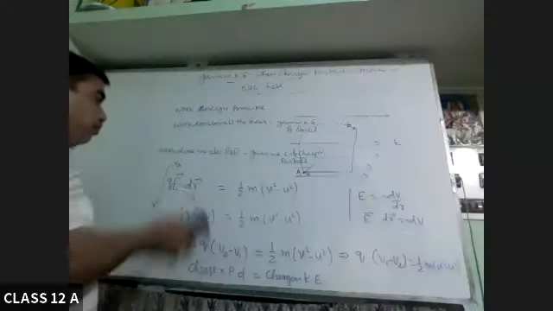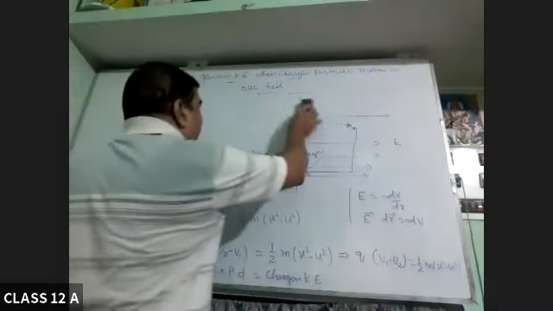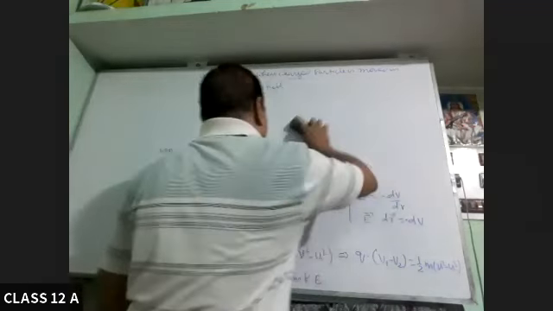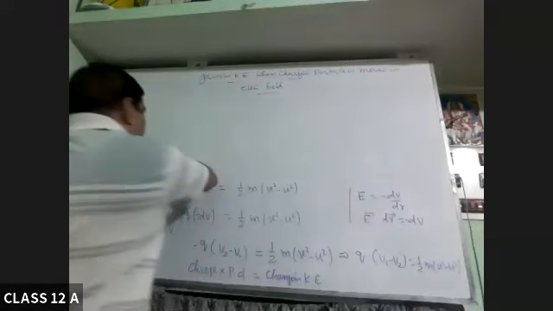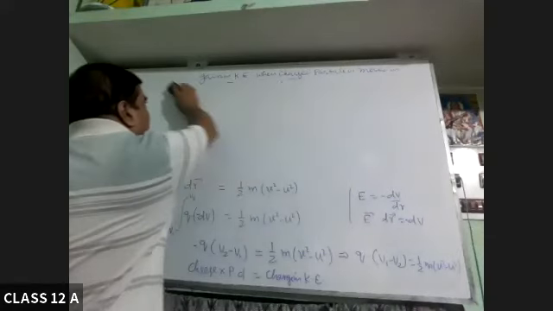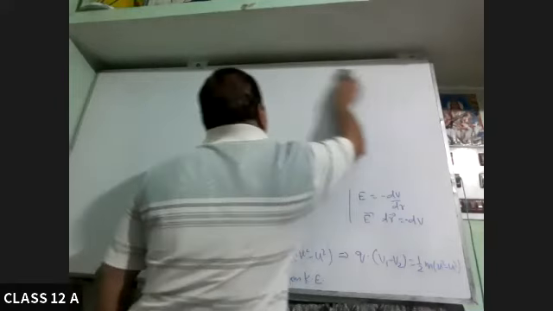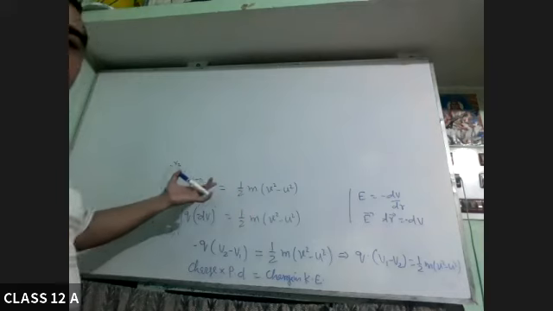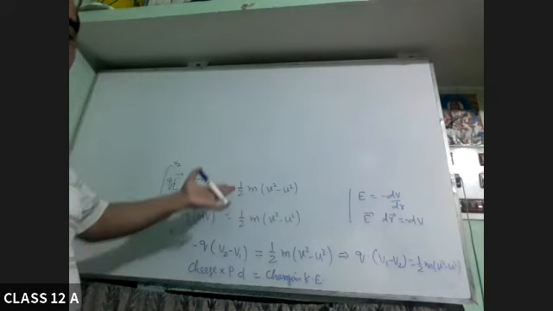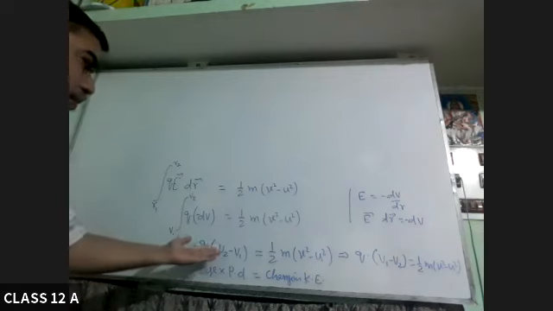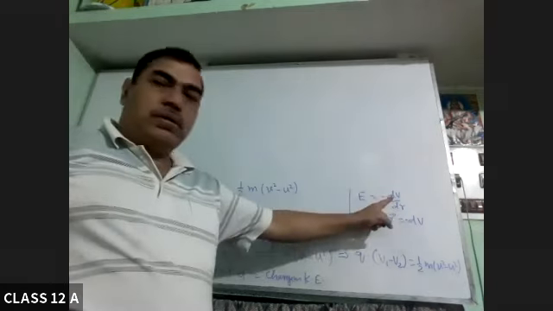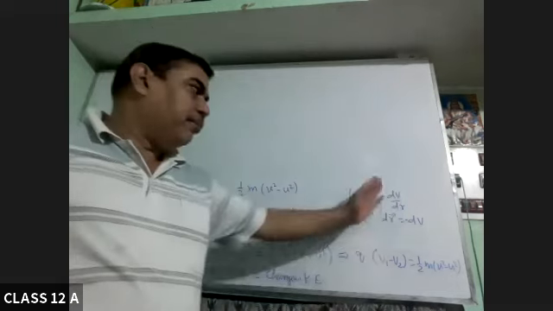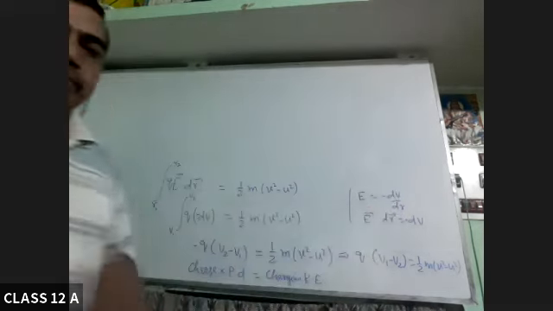So if the electric field is uniform, then this E will be outside, only integration of dr will come. So E into R, or from here also we can say dV means E into R. The potential difference V2 minus V1 will become E into R.